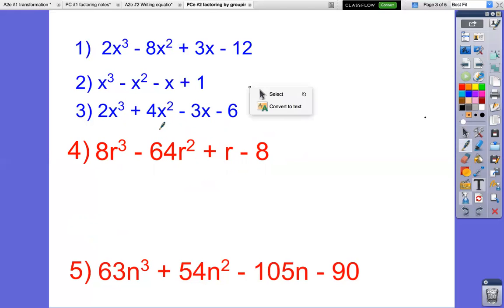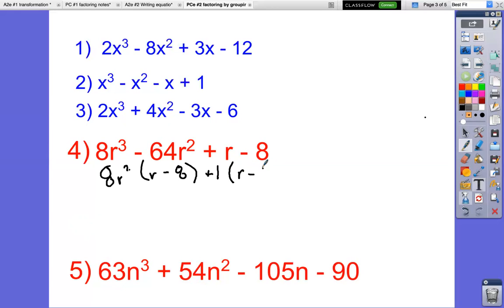So let's do the same thing on this one. If I pull out an 8R squared, I'm left with R minus 8. Ooh, but what can I factor out to get an R minus 8? This is the type that throws almost everybody off. 1. That's exactly right. A positive 1, I have to have the quantity be the same. So I am still factoring this out, and it stays the same. So that is just 8r squared plus 1.